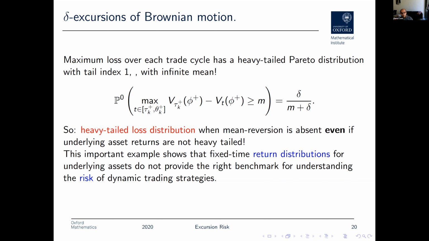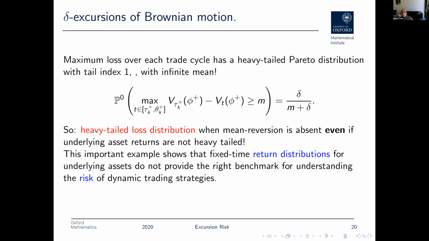So this means that we should really care about the distribution of the excursion heights and not about the distribution of the increments of the process, because we do not sample the process at fixed times. We sample it at the hitting times. And so that's really what we should care about. So this example is important to keep in mind.